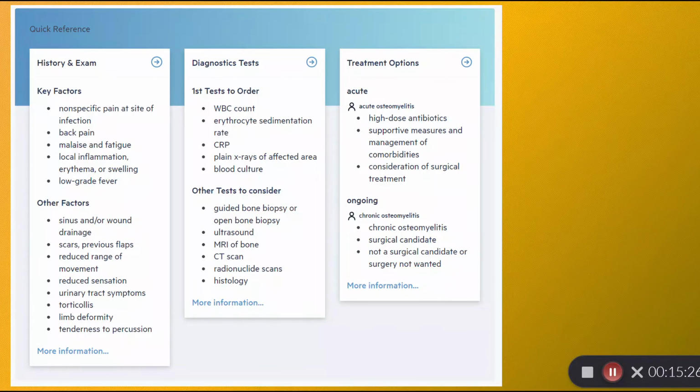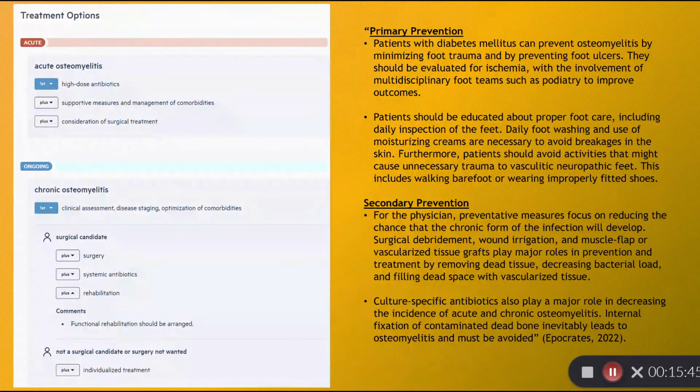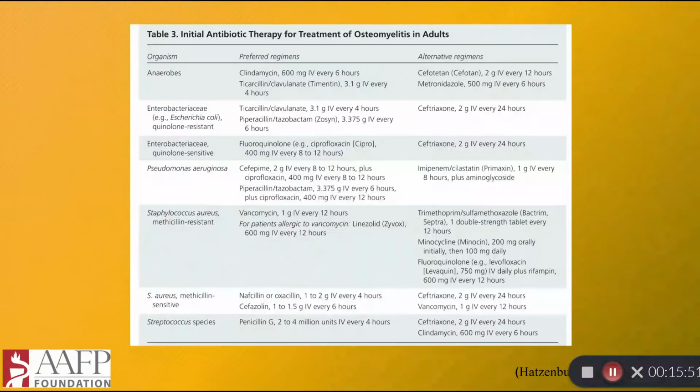This is a sweet little snippet from Hippocrates, and it goes over the history. Treatment options for acute and chronic will be different. For acute, you're going to give the high-dose antibiotics. They're probably going home with the PICC line and long-term IV antibiotics. Treatment options, again, from Hippocrates, primary and secondary prevention. I'm not going to review that.